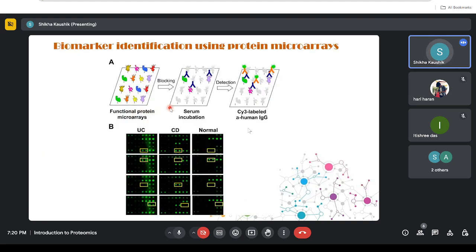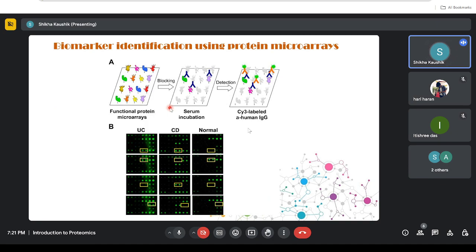Then biomarker identification using protein microarray. As I've already told you, there is a particular sample which is healthy in nature, and then you have a tumor or a disease sample. You are putting them on an array, and you are giving a different label to these samples. One is green in color, one is red in color, and then you run your microarray.